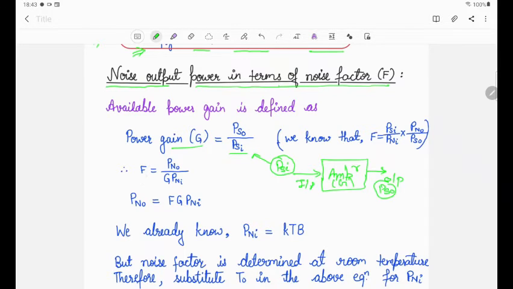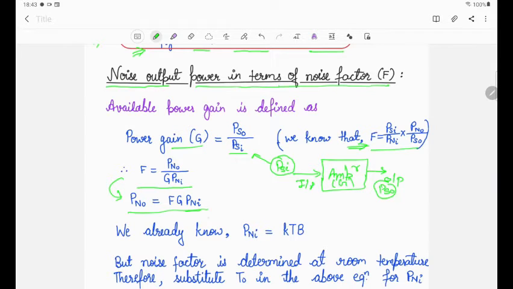So we can write F, and we know that this noise factor I already defined, F is equal to PSI divided by PNI multiplied by PNO divided by PSO. So in this equation we can put G is equal to this term, PSO by PSI. So PSO by PSI is equal to G. If we put this value, we can find F is equal to PNO divided by G PNI, where G is equal to PSO divided by PSI, right? And from this equation we can write PNO is equal to FG PNI, and PNI is what?